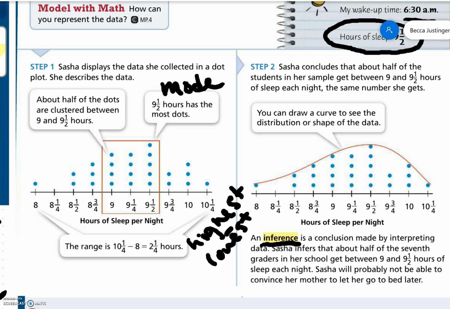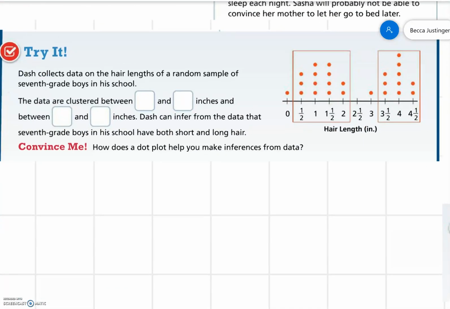Sasha infers that about half of the 7th graders in her school get between 9 and 9.5 hours of sleep each night. Sasha will probably not be able to convince her mother to let her go to bed later, because the majority of people get the same amount of sleep she does. It'd be different if the majority of the 7th graders got less sleep than her. That might have helped her convince her mother.